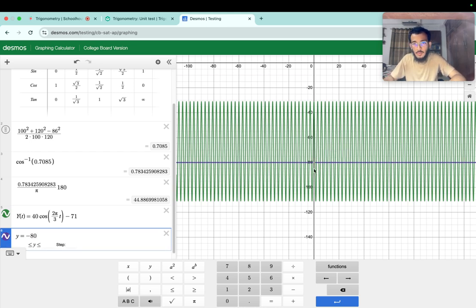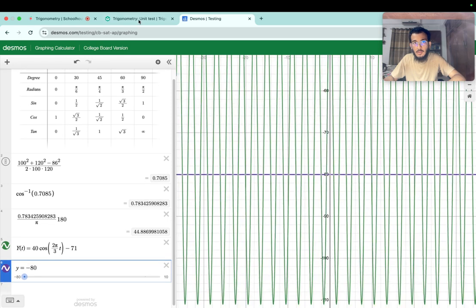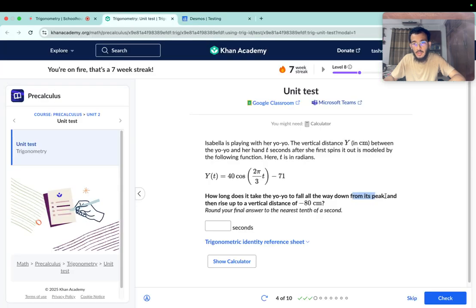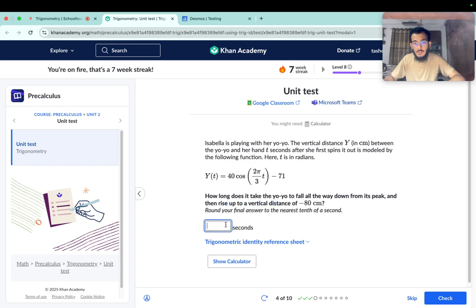So let's zoom in. It says it should fall all the way down from its peak and then rise up to a vertical distance of negative 80, which means not the first time it comes down, but the second time when it is going up. So this is the time 2.14, and nearest tenth means 2.1.